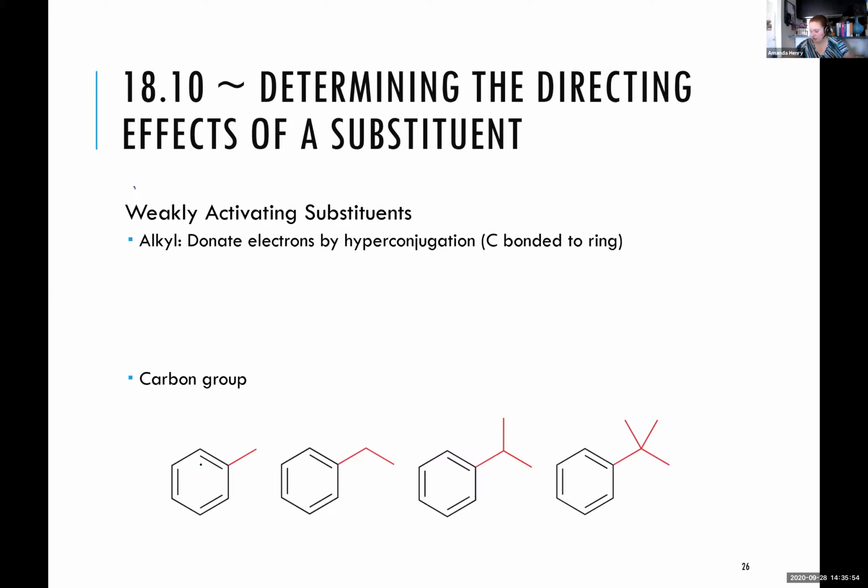Okay. So that takes us to our last activating category. And our last activating category are the weak activators.